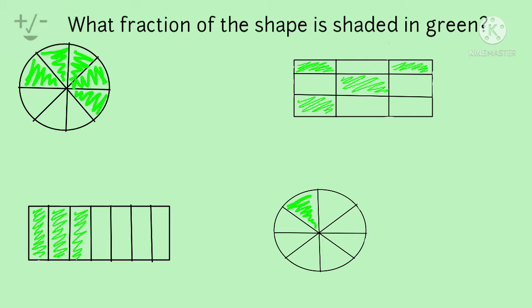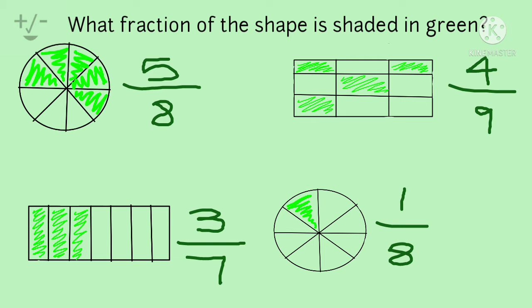Hopefully you've had a chance to pause this video and have a quick go. Here are the answers. For the first question, there are 8 total parts, and 5 of which are coloured in. So the answer is 5 over 8, or 5/8. The question on the bottom left has 7 total parts, 3 of which are coloured in. So the answer is 3 over 7.